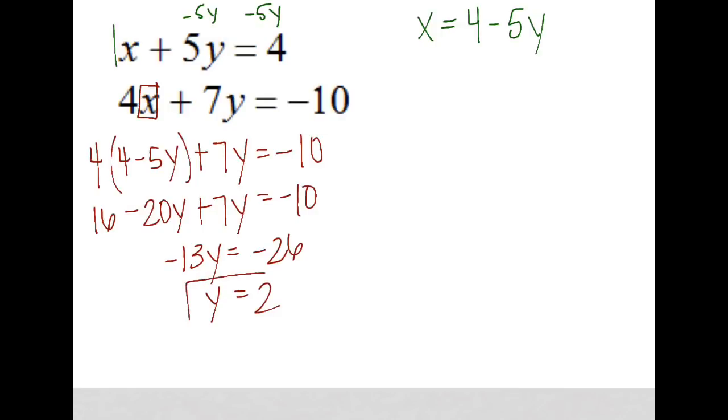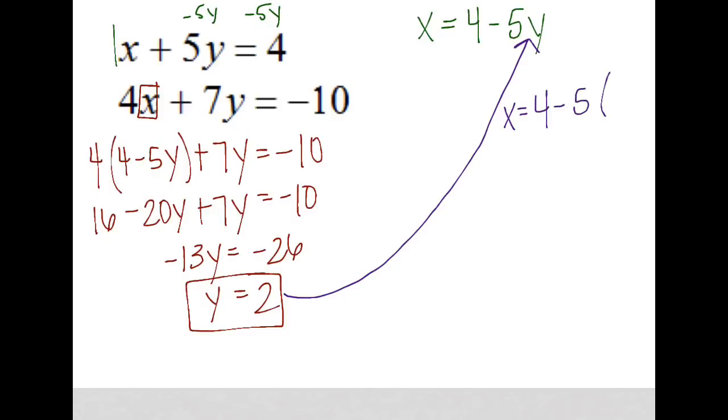So we have solved part of the system. We need to find our other variable as well. And it's very easy to do that by plugging y in up here, because we know x equals 4 minus 5y. So in this case, x is going to equal 4 minus 5 times y, which is 2, so 5 times 2. So 4 minus 10 is negative 6. So x equals negative 6. So our solution here, if we wanted to write it as an ordered pair, is (-6, 2).